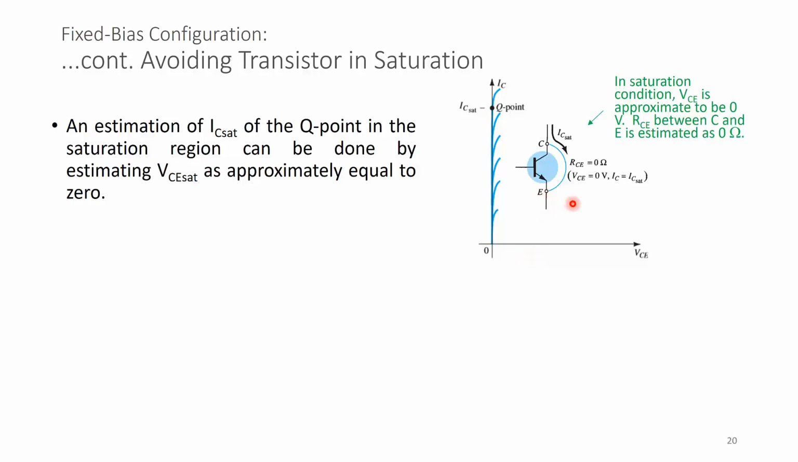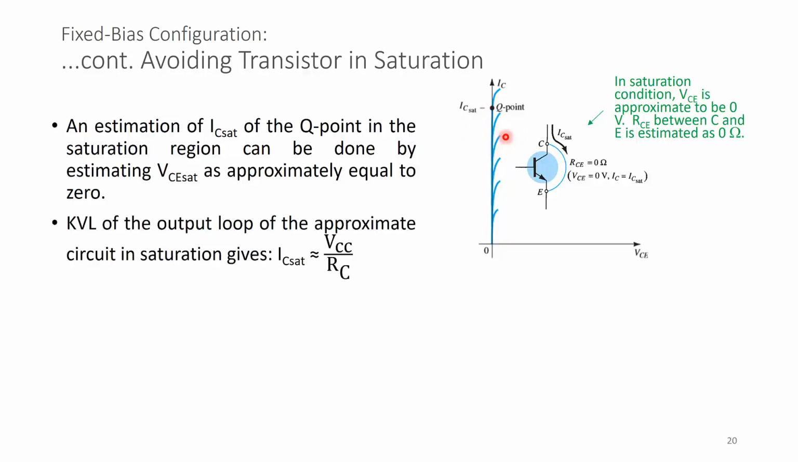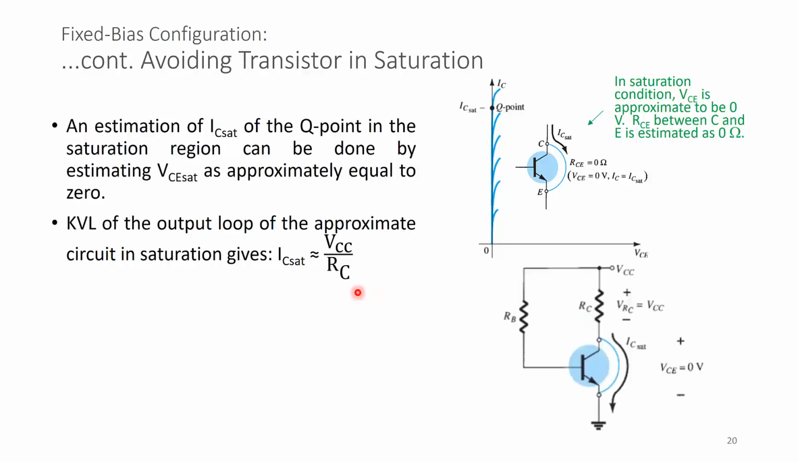In the saturation condition, if we say that VCE set is approximately equal to 0, we're effectively saying that the RCE resistance, the internal resistance between collector and emitter, is also estimated as 0 ohms. And this value IC set can be found because if we do a KVL of the output loop of the approximate circuit with VCE estimated to be 0 volts, it would give us IC set equals VCC over RC.